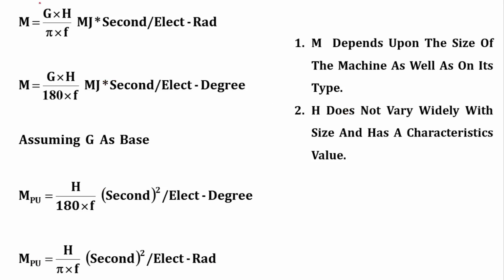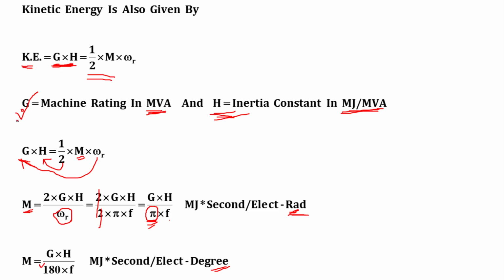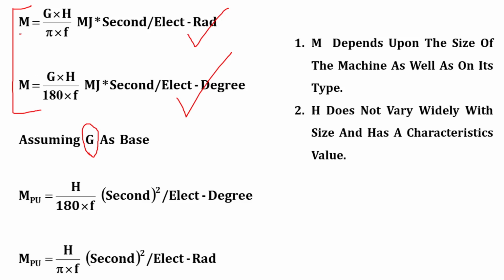So these are the two formulas for angular momentum. This one is in terms of radian and this one is in terms of degree. Now if I take the machine rating G MVA as our base, then the angular momentum will be converted into per unit.